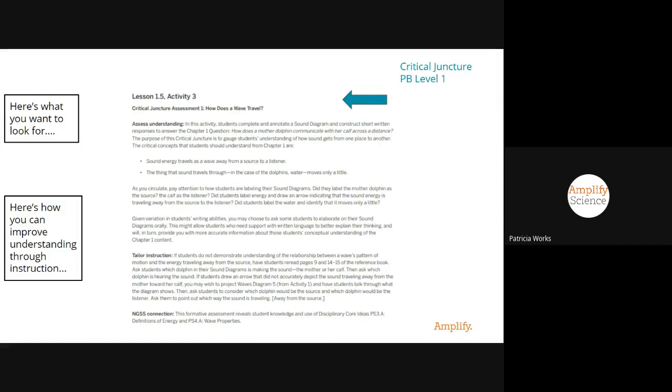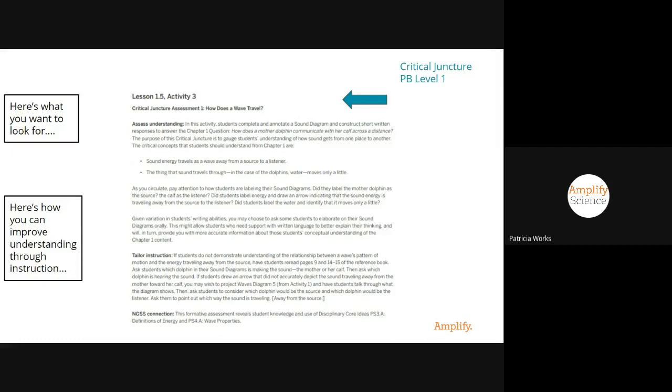This formative assessment, Critical Juncture 1, is looking at students' understanding of the Chapter 1 question. How does a mother dolphin communicate with her calf across a distance? The purpose of this critical juncture is to gauge their understanding of how sound gets from one place to another. Critical concepts that students should understand are that sound travels as a wave from the source to a listener, and that the thing that sound travels through, in this case with the dolphins, the water, moves only a little.